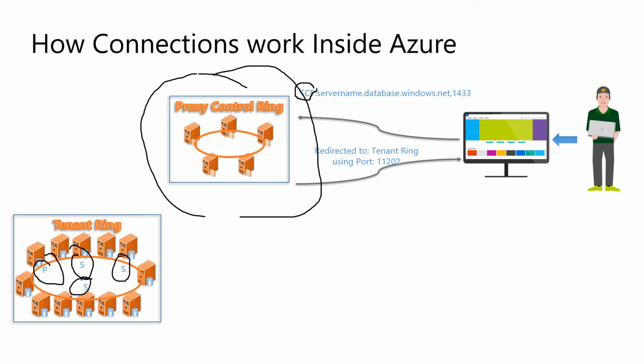Okay, so the proxy control ring verifies the connections, reviews everything, and sends this information to the client. The client will connect directly to the tenant ring. That is not possible if you try to connect directly to the tenant ring, because a proxy needs to send some information to these applications in order to establish what is the port, what is the different configuration that you need to work.